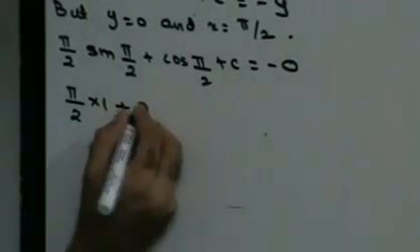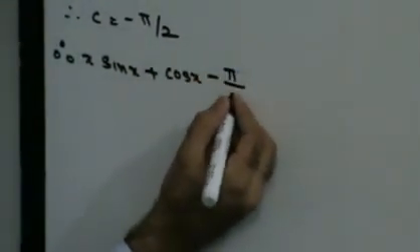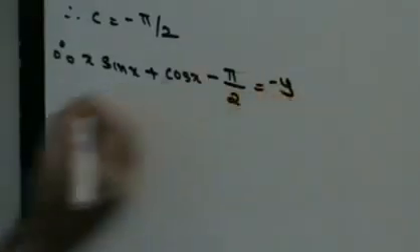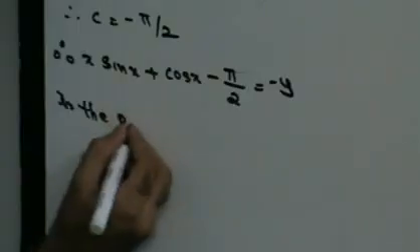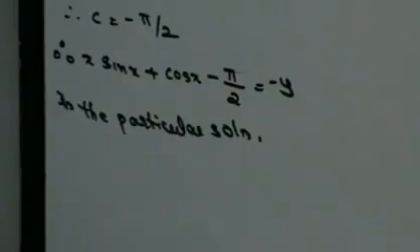This is pi by 2 sin pi by 2, sin 90 is 1, cos pi by 2, cos 90 is 0, plus c is 0. Therefore, I'll get c is minus pi by 2. Now substitute the value of c in the equation that you have formed. So I can say x sin x plus cos x plus c, instead of c I can write minus pi by 2, is the particular solution. That is how you find a particular solution to the given problem. Let's see another sum.